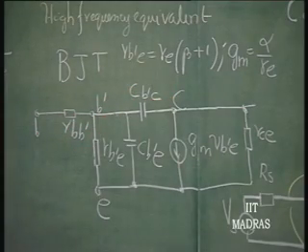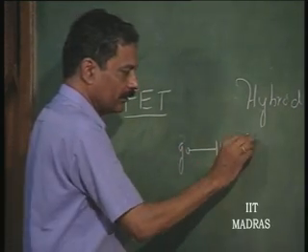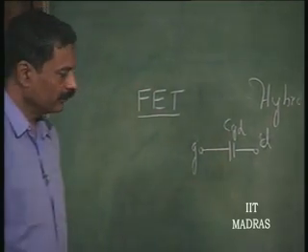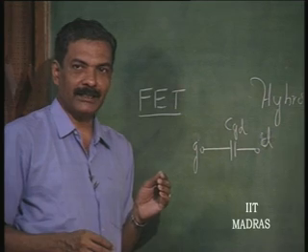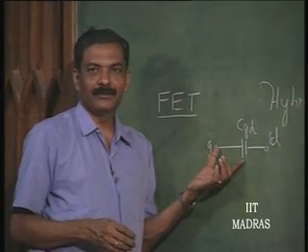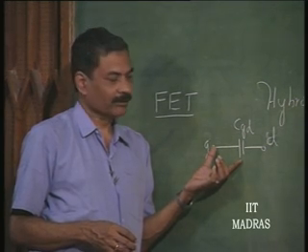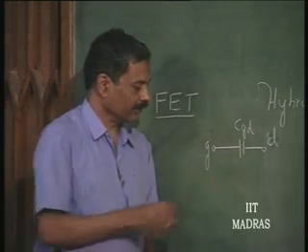So, gate to the drain, okay, there is only a capacitance which is called CGD, where the gate overlaps slightly the drain. If it does not overlap, this is 0, but it is very difficult to make it not overlap, right. So, this CGD is going to be very small, but it is there.